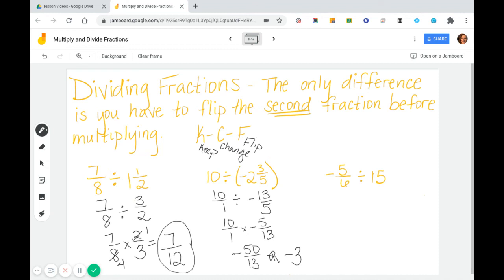So if I do 3 times 13, I get 39. 50 minus 39 gives me 11 leftovers. So negative 3 and 11 thirteenths.